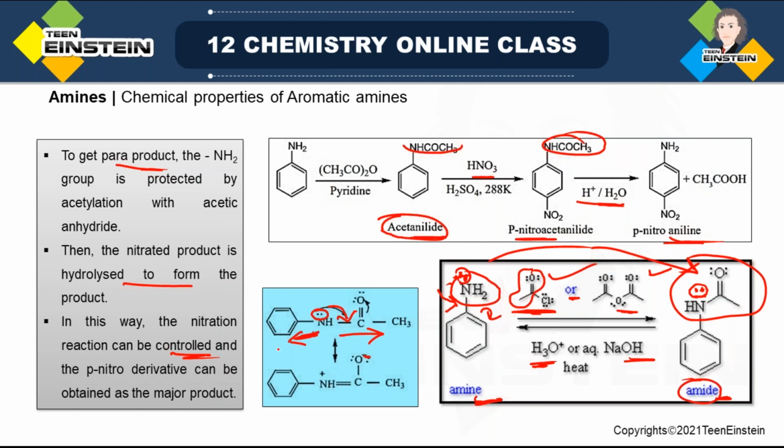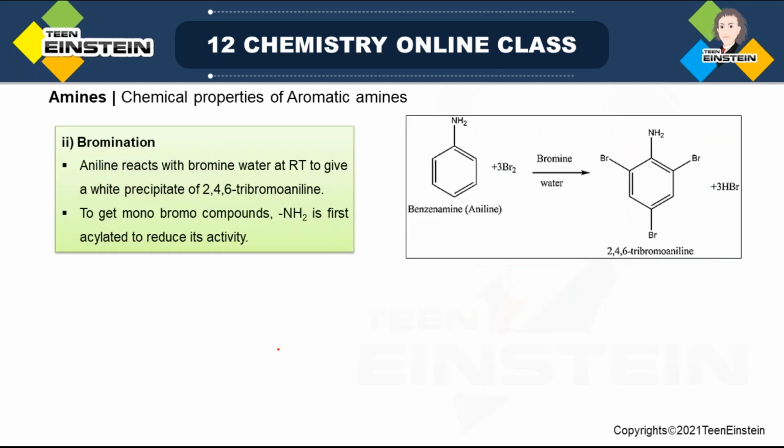Because in the previous case, when we had done no protection, you have seen we are getting a mixture of all these three. So this type of acetylation you will observe not only in case of nitration, but it is also possible in case of bromination. Now first we will see this bromination example.